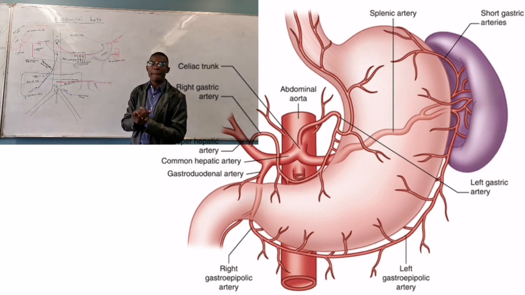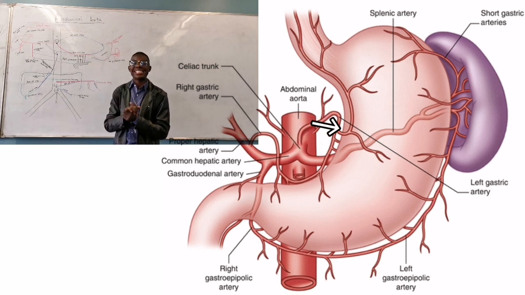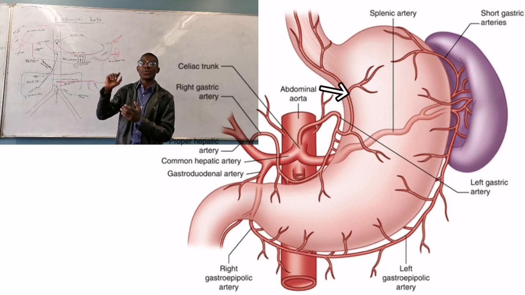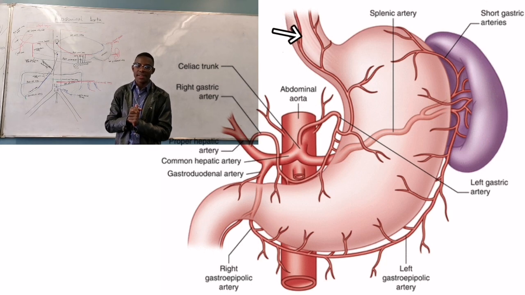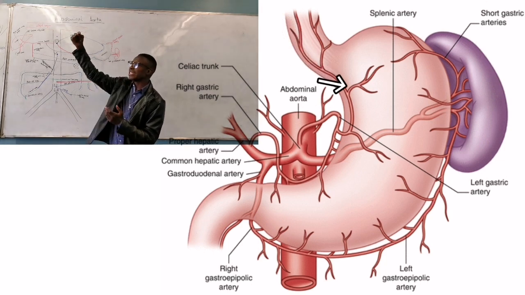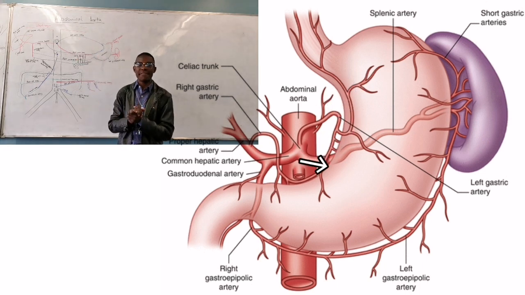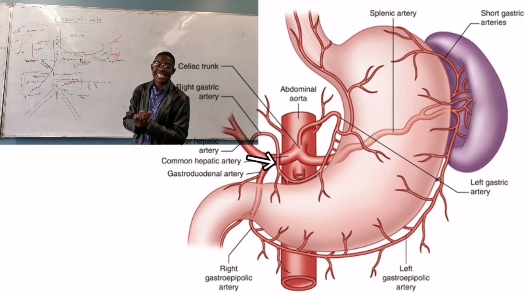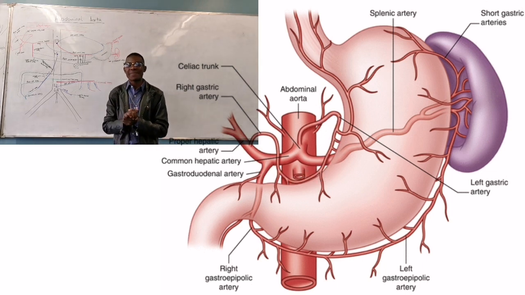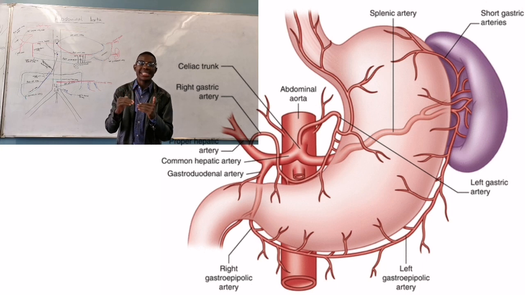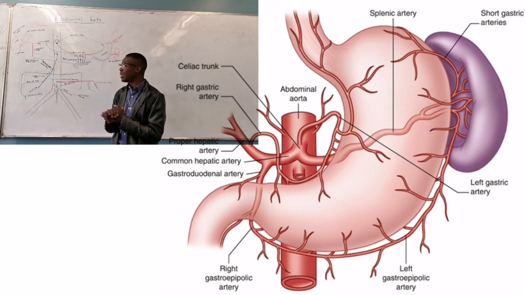The left gastric artery is going to move towards the cardia of the stomach, and then it's going to give what we call an esophageal branch. That is going to supply the abdominal part of the esophagus. The left gastric artery is going to descend along the lesser curvature of the stomach and anastomose with the right gastric artery. So you need to take note of this, that the left gastric artery is the smallest branch of the celiac trunk.